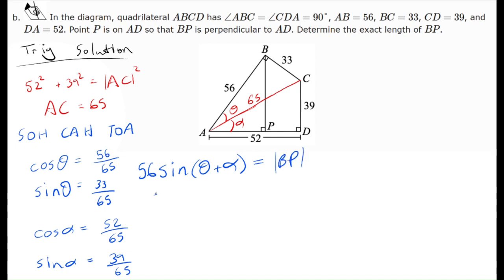Now, what is sine of theta plus alpha? That's going to be sine theta cos alpha plus sine alpha cos theta. Equals BP.